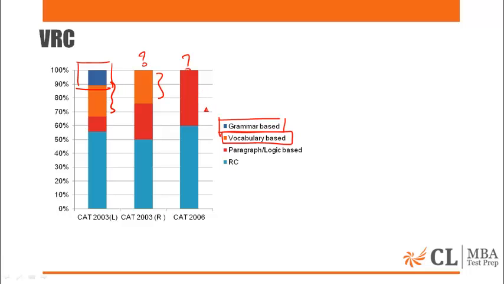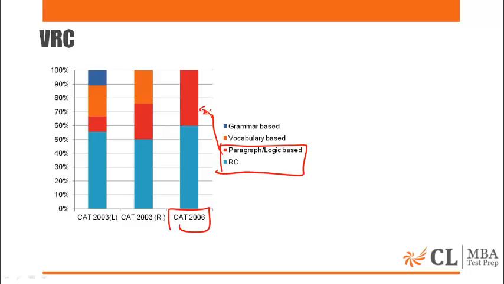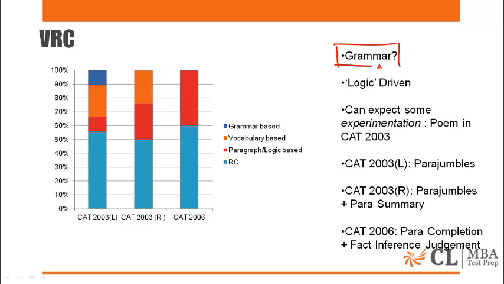And if you just have a look at 2006 as a paper, the entire paper was based on logic, and those questions were really pretty challenging, which is why the difficulty level of the paper jumped really high. So the second question was, where was logic? And we can expect a logic driven paper, a significant number of questions based on logic rather than based on knowledge. So that is one thing that is likely to happen. We can also expect some experimentation. For example, in 2003 RC there was a poem. So there's a little bit of experimentation we can expect.